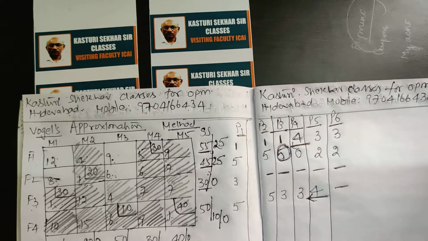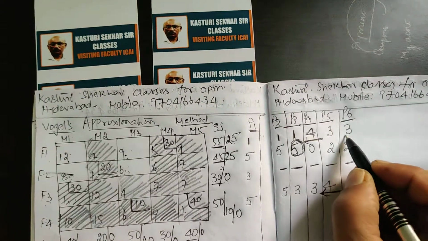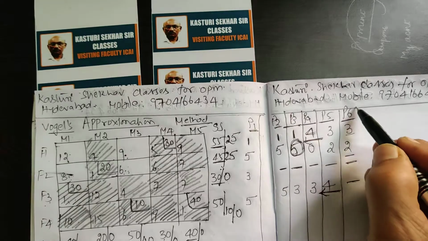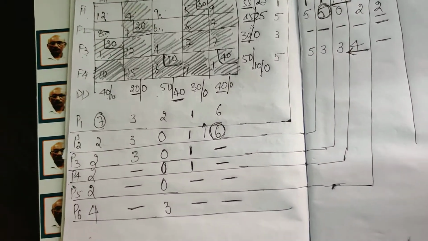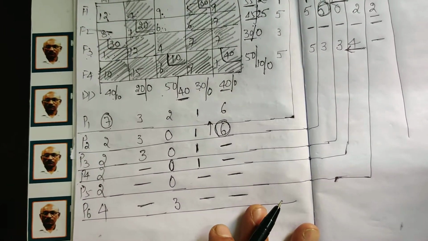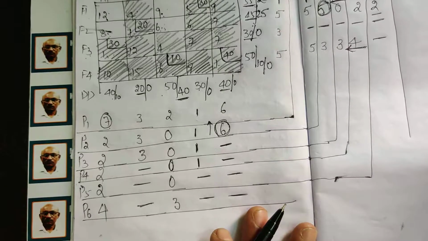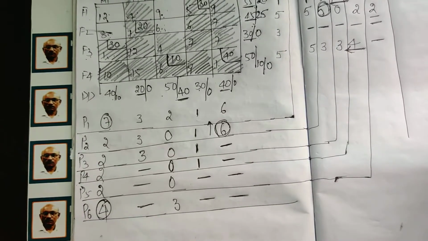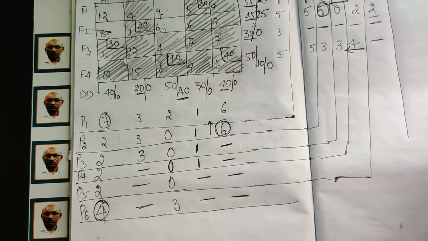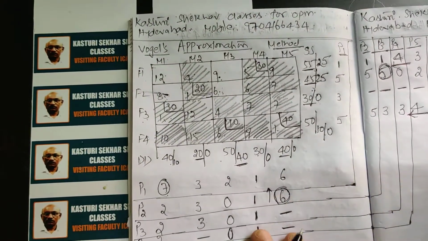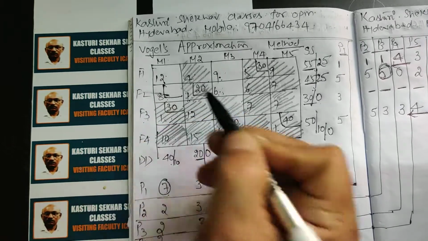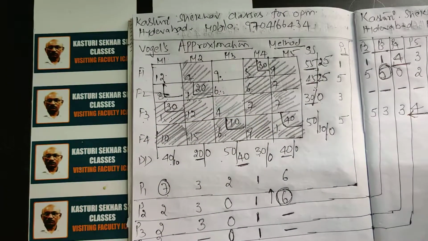See sir, the row wise penalty is 3 and 2. The column wise penalty is 4 and 3. 4 is the maximum or highest penalty. Corresponding to this highest penalty, the least value is 8.